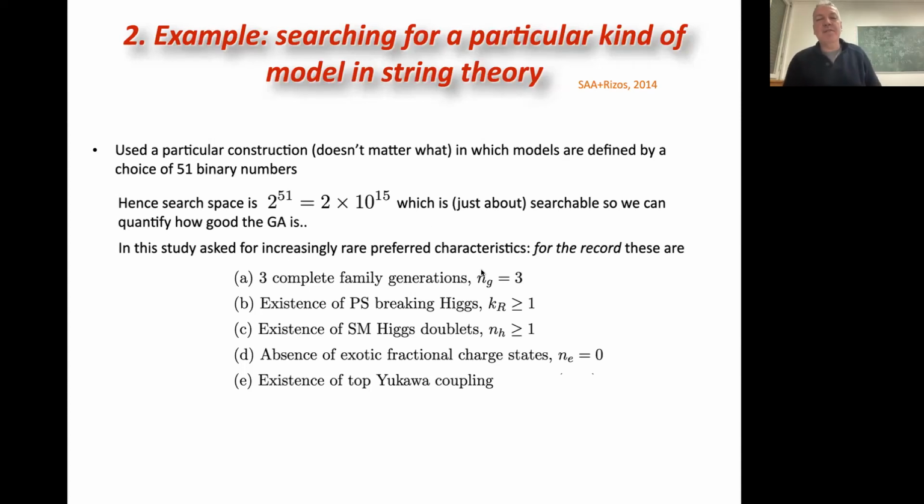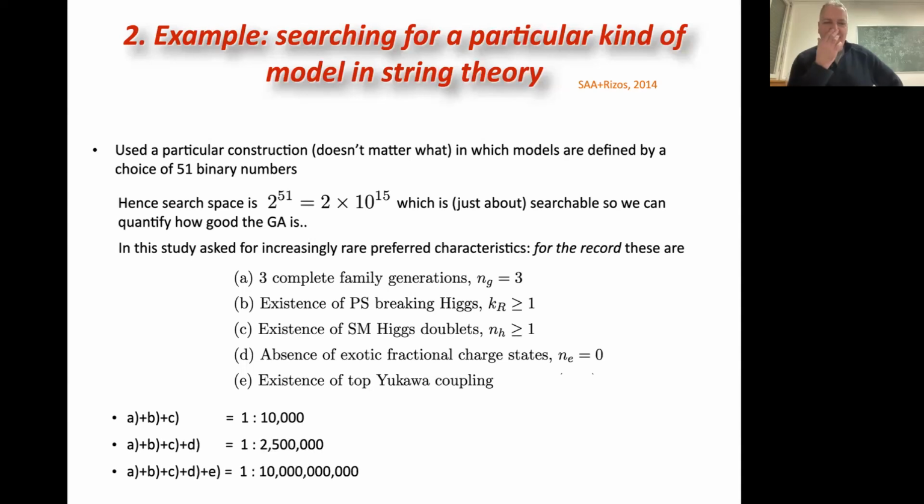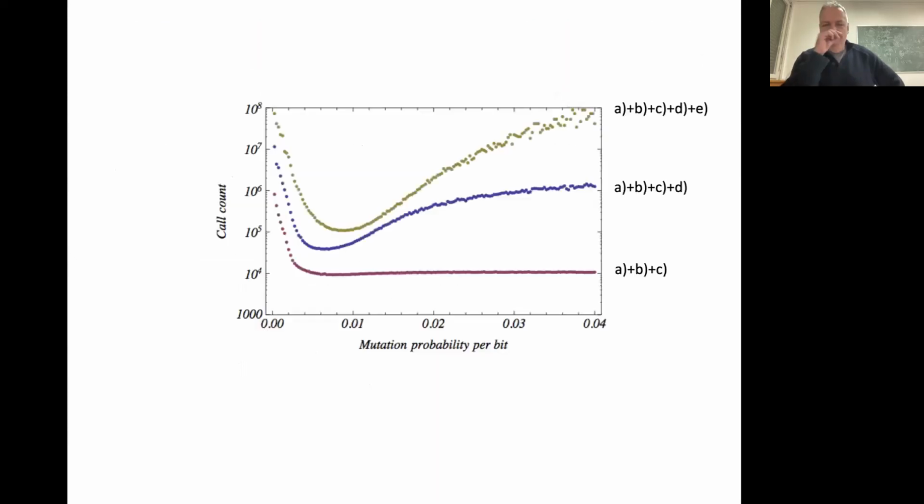So we're looking for numbers of generations, for example, existence of a top Yukawa coupling. Doesn't matter if you don't know what that is, but there's a certain set of criteria which are all discrete. There's 5 of them, and in the search space, we know we can search this deterministically, so we know how rare these things are. If I ask for all 5 of them, then it's 1 in 10 to the 10. So only 1 in 10 to the 10 in the search space has all of these particular properties.